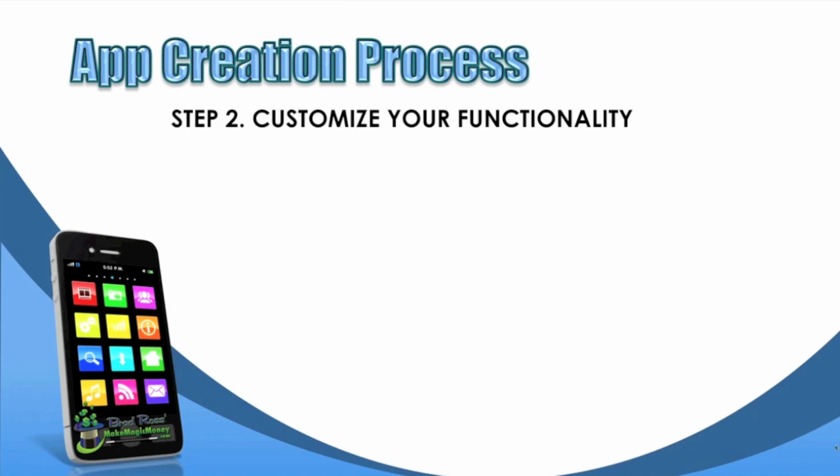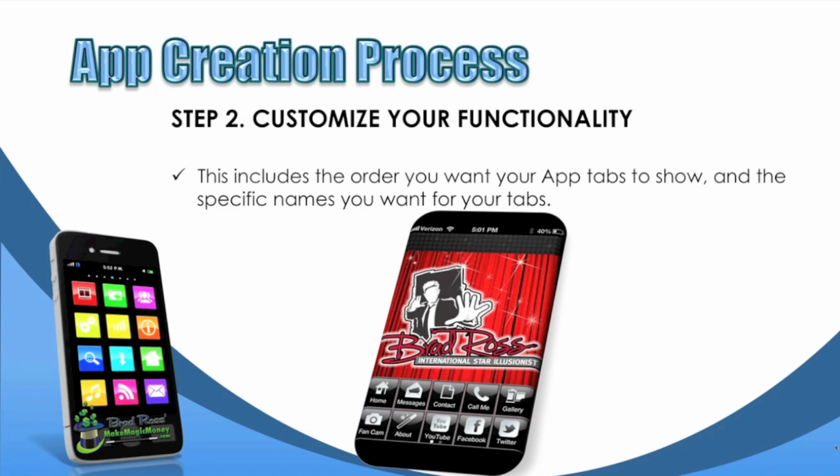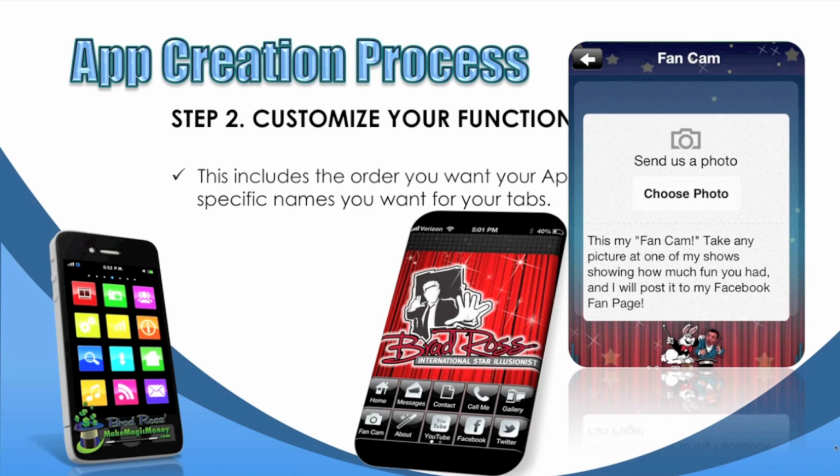Next up is customizing your functionality. This includes the order that you want your app tabs to show and the specific names that you want for your tabs. So Kenny, give us an example of this. Well, for example, instead of using the email photo text, which sounds so generic, we can change that to the fan cam or show cam. And similarly, instead of calling your voice recording tab the voice recording, I can change that to audio testimonials or send me a joke.